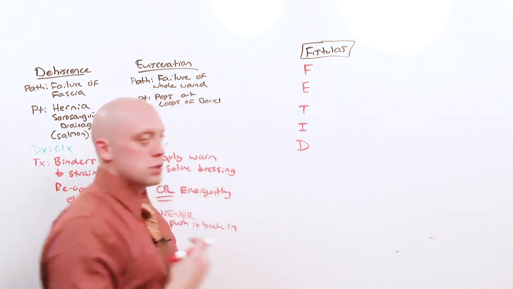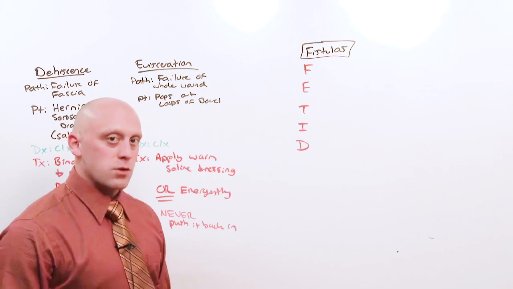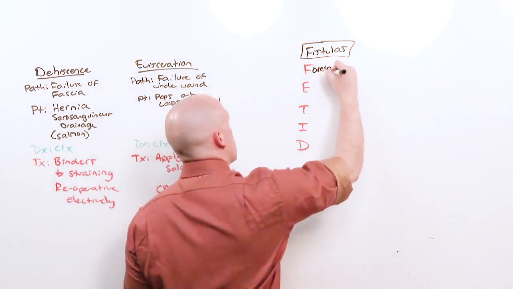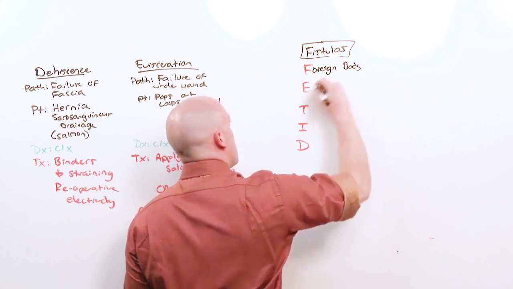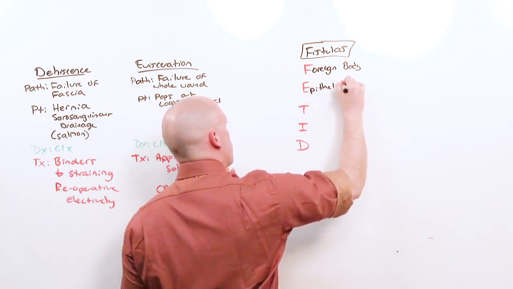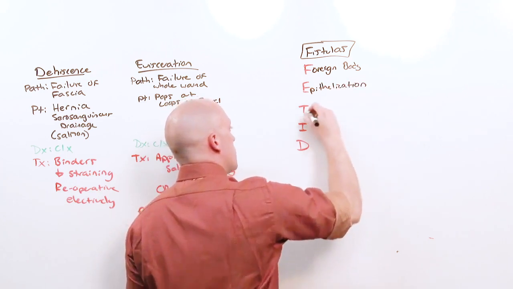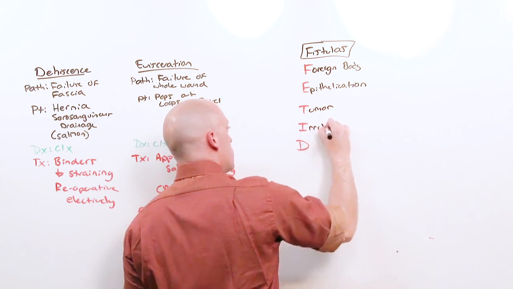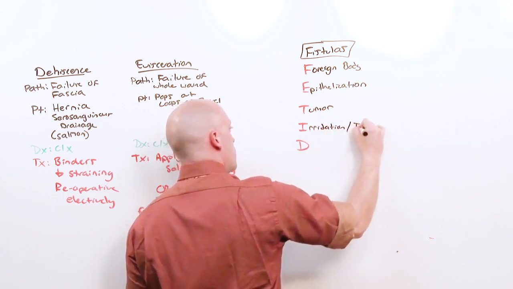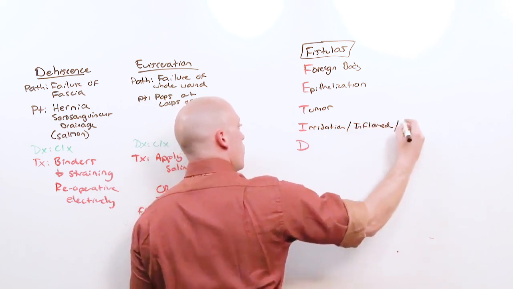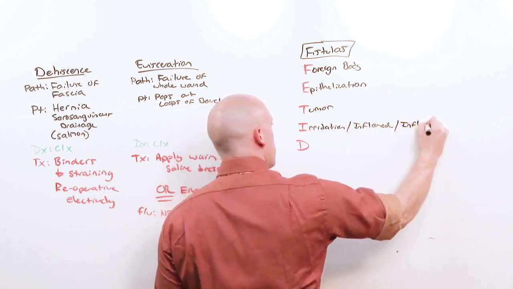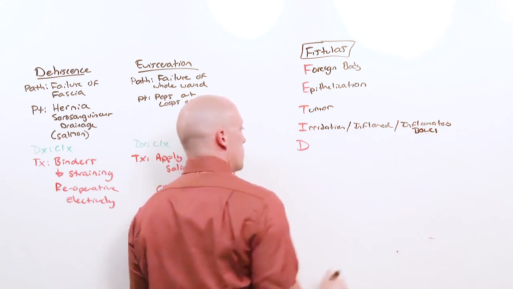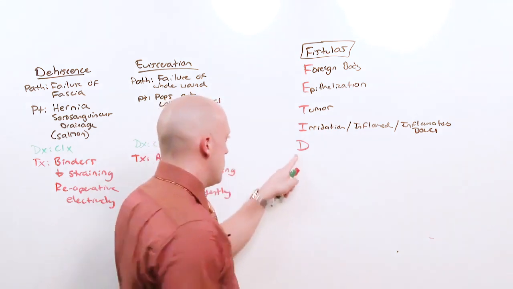The things that cause fistulas to form, the thing you have to address in order to get it to go away. F stands for foreign body. You left something in there, oops. E is epithelialization. This is what happens when you wait. T is for tumor. And I is for irradiation, inflamed, or inflammatory bowel. This is what happens in Crohn's disease. You get fistulas. And finally, D is distal obstruction.